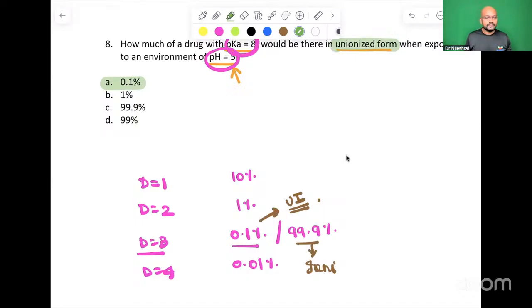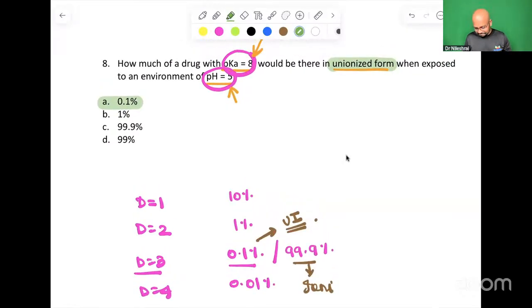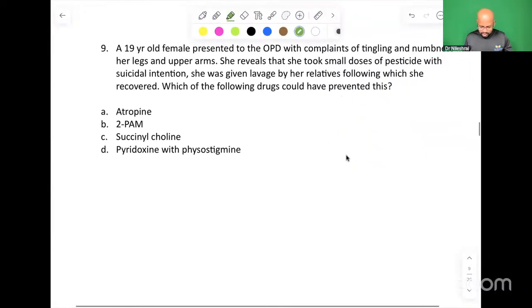So please remember this difference, guys. D is equal to 1, one form is 10%. So the remaining is going to be 90%. Well, that's how the system works. The answer for this question is option A. Good, we'll move to the next one.